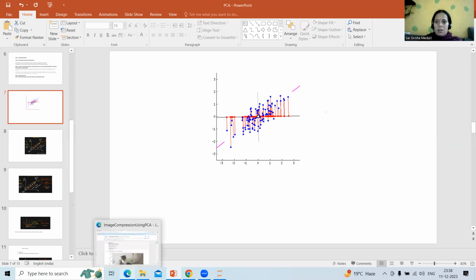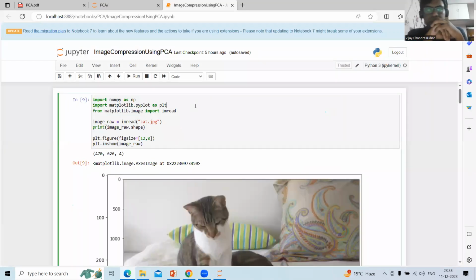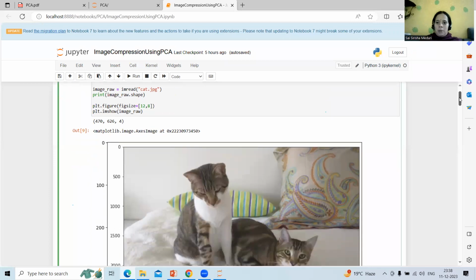Now, I'll directly jump there. Yeah, sure. So mathematical intuition we'll discuss when we discuss linear algebra. Now, I just wanted to show this. So what are we trying to do here? Here, we are trying to compress the image.